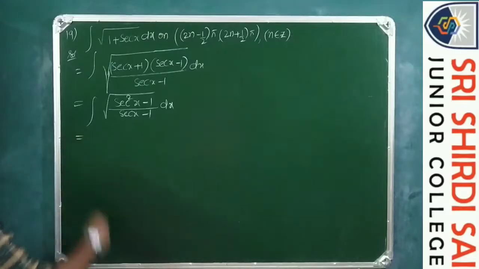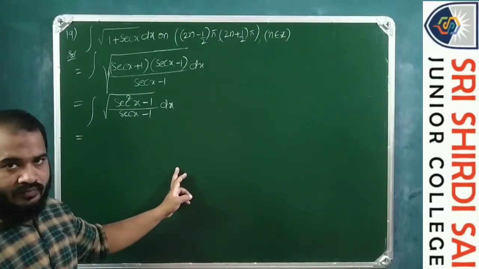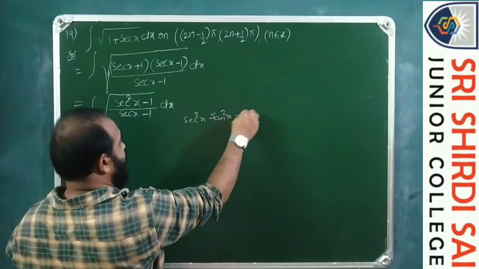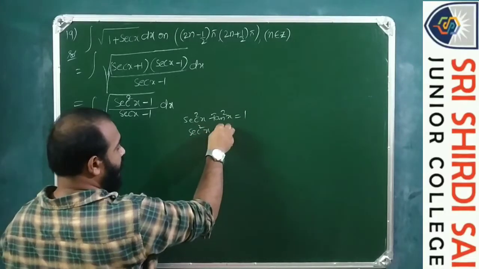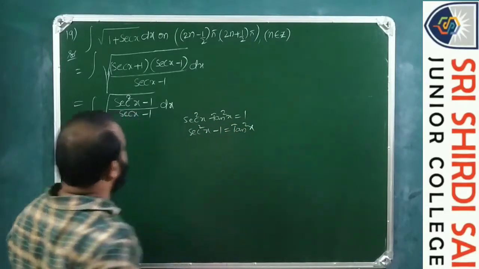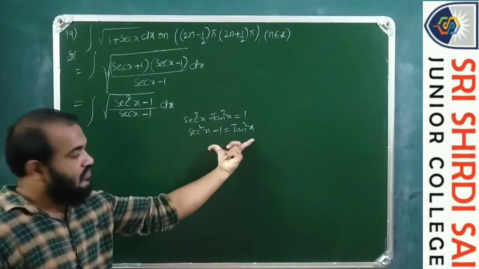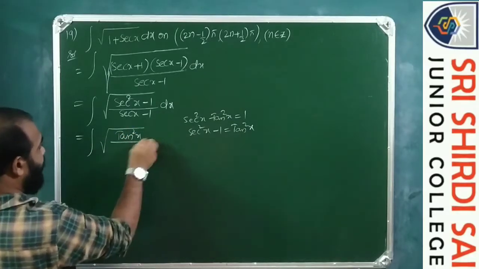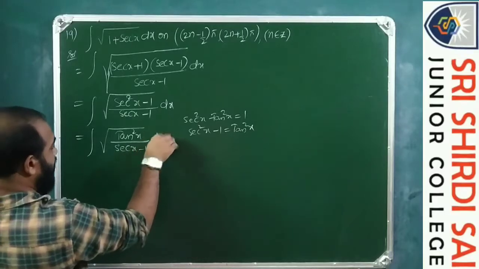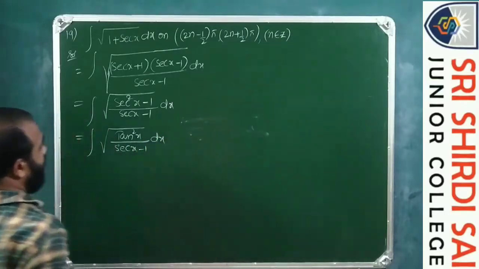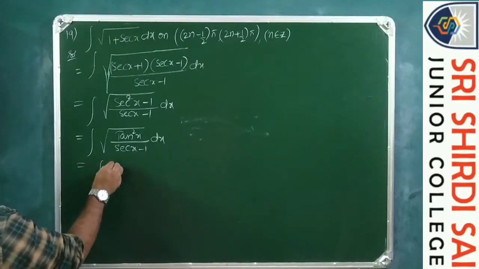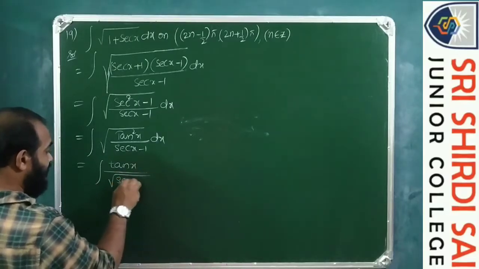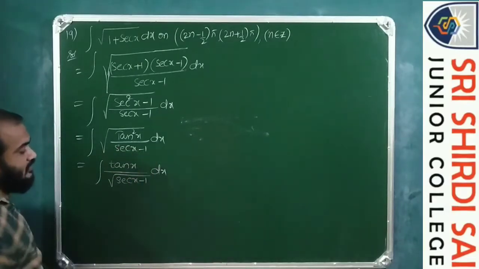We have secant square x minus tan square x equals 1. So secant square x minus 1 is equal to tan square x. So this is square root of tan square x by secant x minus 1, dx. So this is tan x, the square root gets cancelled. So tan x by square root of secant x minus 1, dx.